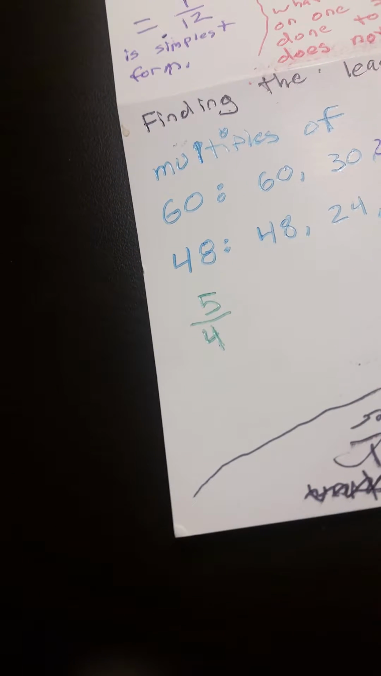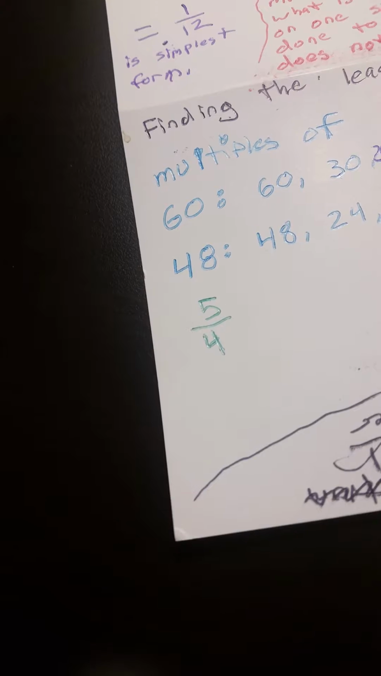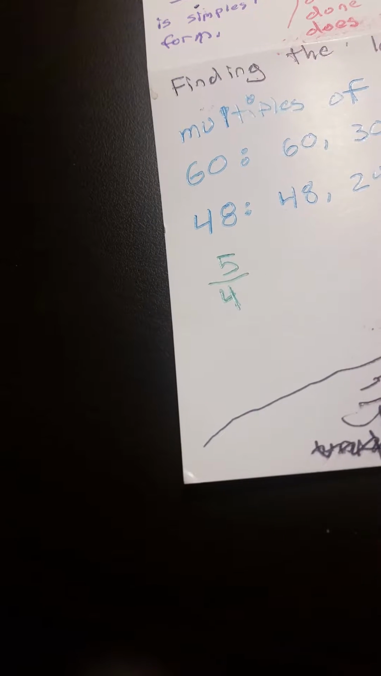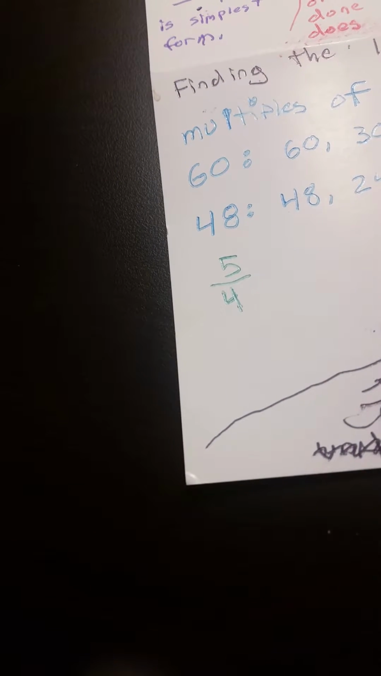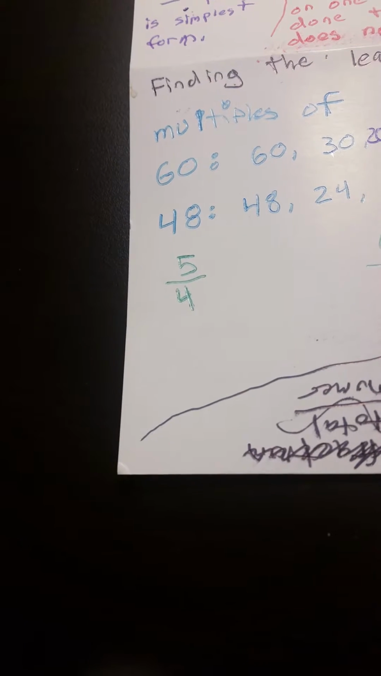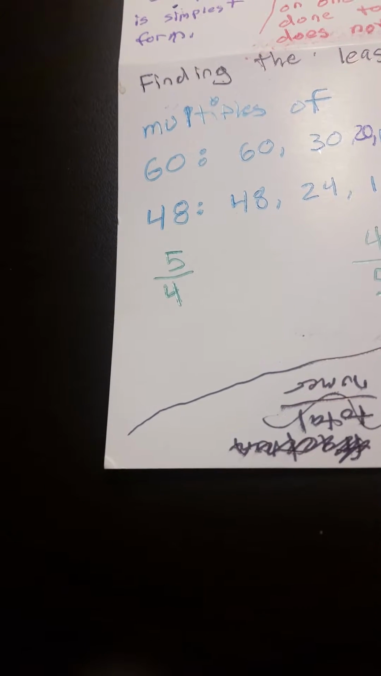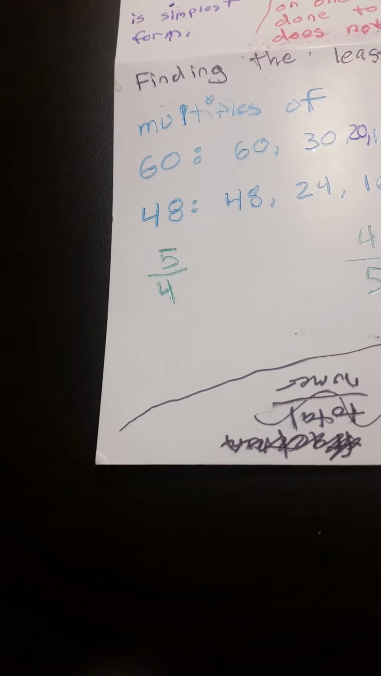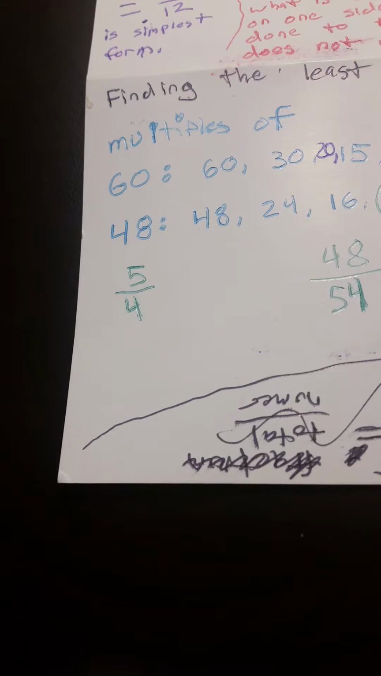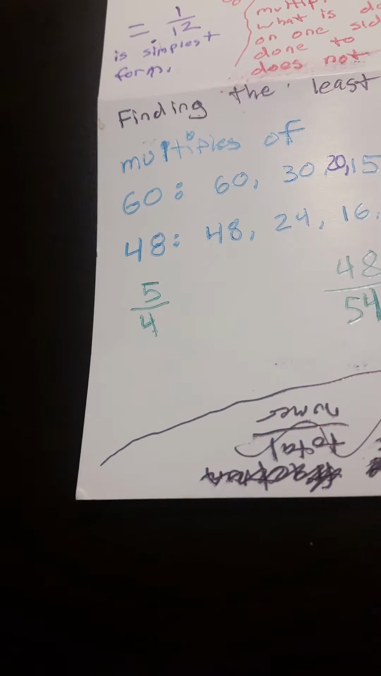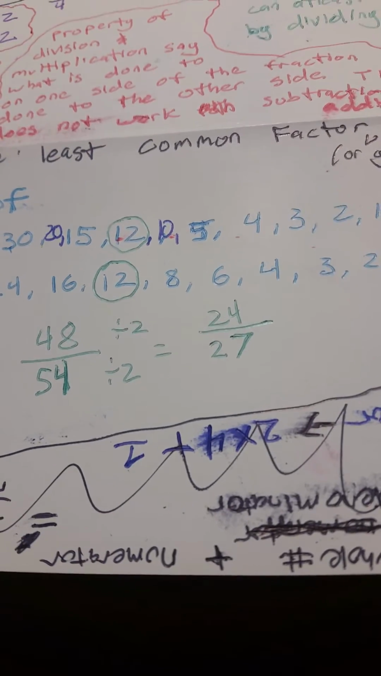Some tricks to finding the least common or simplest form of a fraction. If, let's say, both numbers are even, then you know that it's definitely divisible by 2. So you can divide the top and the bottom by 2, and that's going to equal 24/27. So this leaves us with 24/27.